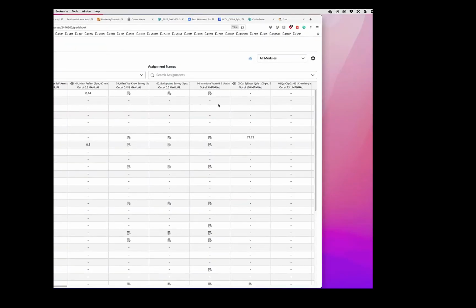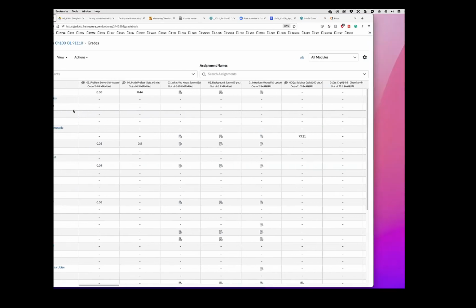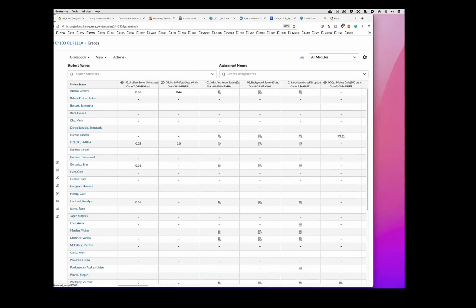And when you see these eyeballs with a slash, it means you can't see how you performed when you see these right here, until I release it. So just keep that in mind. You guys don't get this grid. You basically just see the title and then your points. But take a look at your grade book in order to see how you're doing.